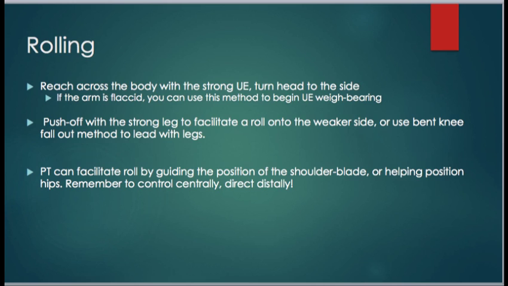For rolling, this is describing rolling from a supine position over to the side. You typically want to start by reaching across the body with a strong upper extremity and turning the head to the side that you want to roll onto. If the arm is flaccid, you can use this method to begin upper extremity weight bearing. You then want to push off with your strong leg to facilitate a roll onto the weaker side, or bend both legs up and allow your knees to fall out to the side.